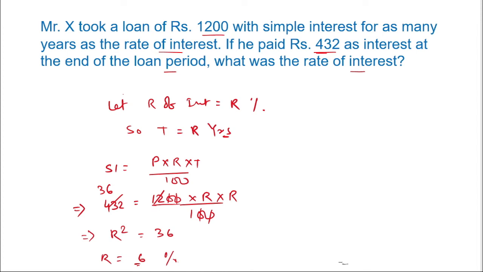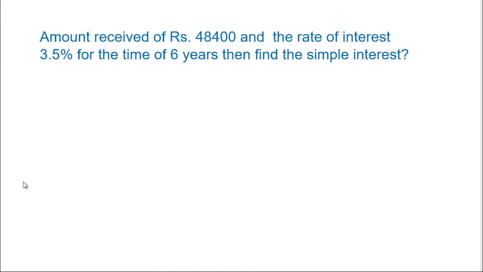So then quickly we will move to another question. In the question they have asked, the amount received is rupees 48,400 and the rate of interest is 3.5 for the time of 6 years. Then find the simple interest. So friends, in the question the rate of interest is given, that is 3.5, and the time is 6 years, that is the interest.